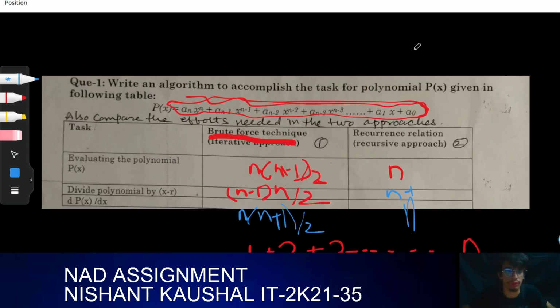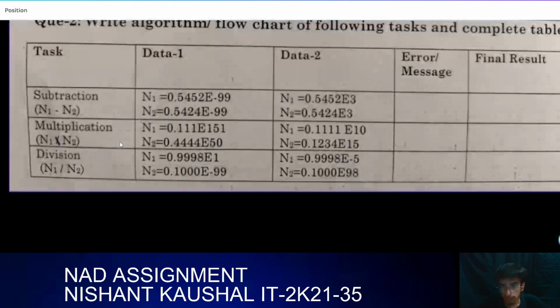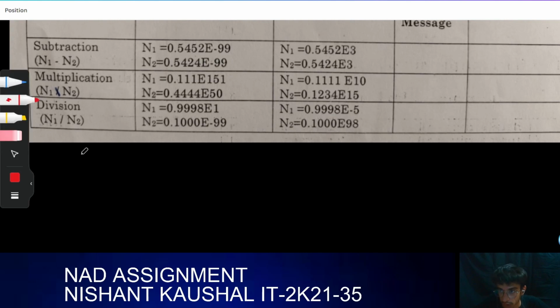So now we will proceed to question number 2. Let us start with question number 2. In question number 2, we are given some data, and we have to perform operations on these data. So before solving this question, we must know some basic concepts of floating point integers.